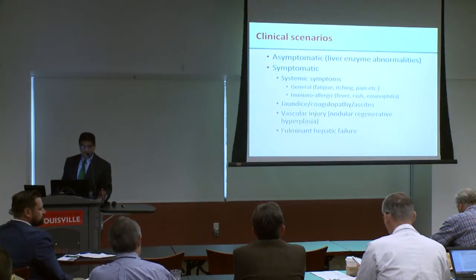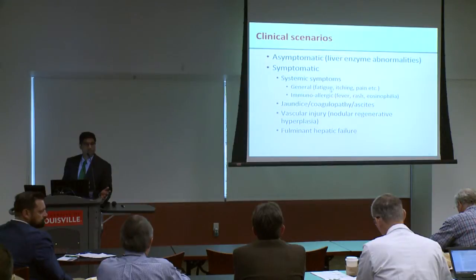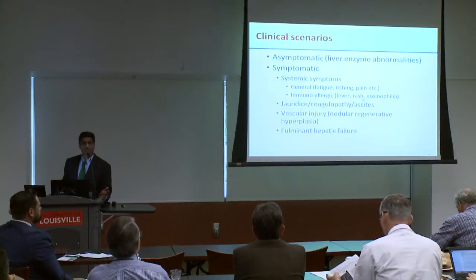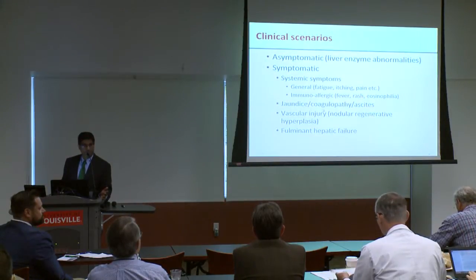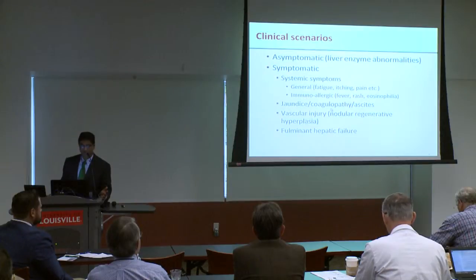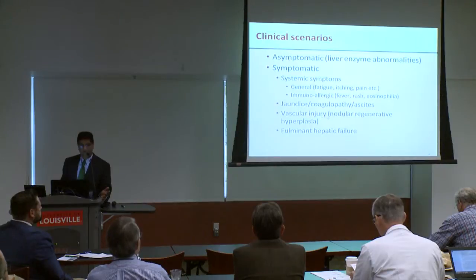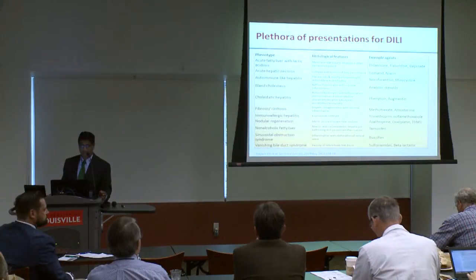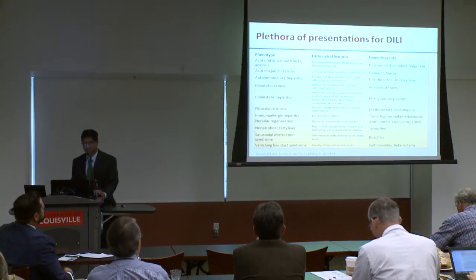Sometimes there may be systemic symptoms. These include very vague symptoms such as fatigue, itching, and pain. Sometimes there could be an immune reaction such as fever, rash, and eosinophilia. And if the liver injury is very severe, you could have jaundice, coagulopathy, ascites, and liver failure. Some drugs specifically cause vascular injury, especially the newer biologic agents. With most of the new cancer chemotherapeutics, you have to understand that they work through different mechanisms and do not fit the traditional drug-induced liver injury concept. And then there is fulminant hepatic liver failure needing a liver transplant.